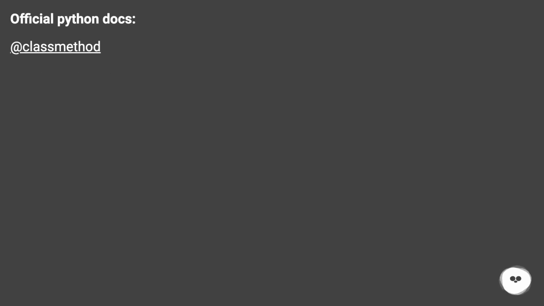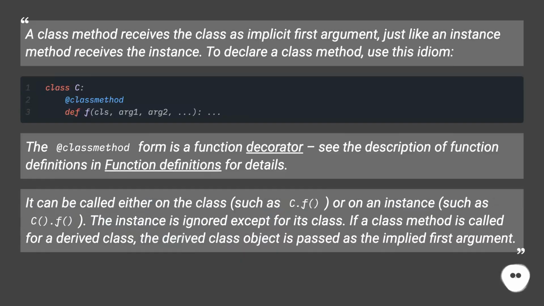Official Python docs. @classmethod. A class method receives the class as implicit first argument, just like an instance method receives the instance. To declare a class method, use this idiom. The @classmethod form is a function decorator. See the description of function definitions in Function definitions for details.